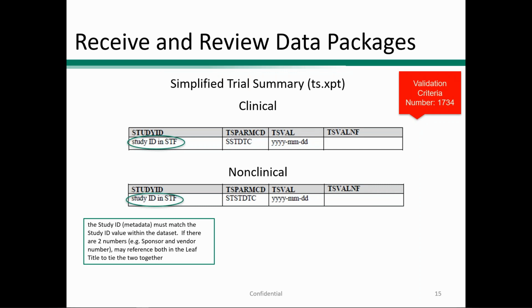So in terms of the simplified trial summary data set, this is an example of the very few variables that would be found within the data set, but I highlight here where the study ID would fall. I circle this because what we want to do is, again, make sure the study ID used in the data set corresponds with the study ID you use in the metadata for your study tagging file.